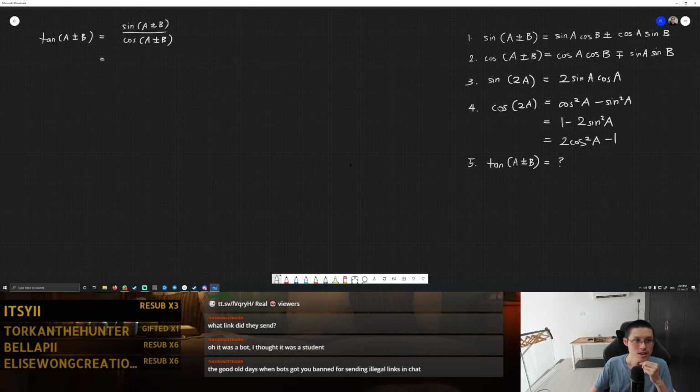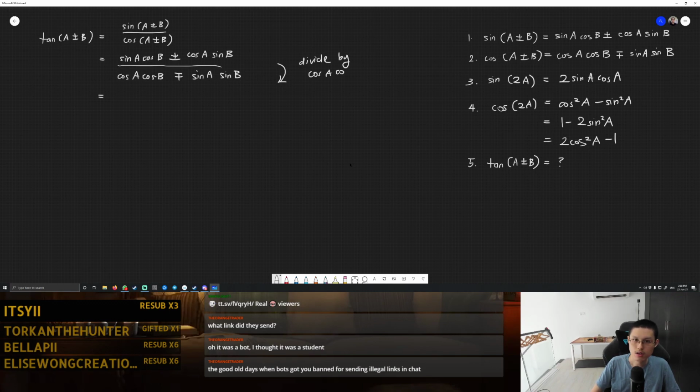So using this, we can just put in our addition formula. We have sine A cos B plus minus cos A sine B, divided by cos A cos B minus plus sine A sine B. There we go. Now, what we can do here is divide everything by cos A cos B.